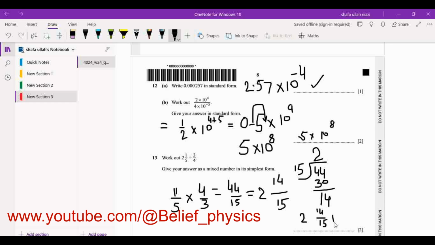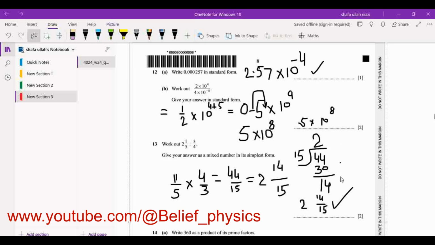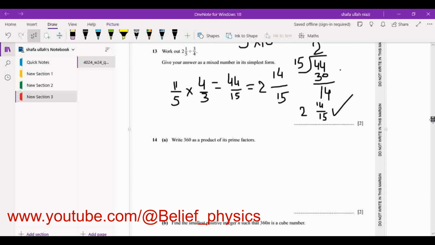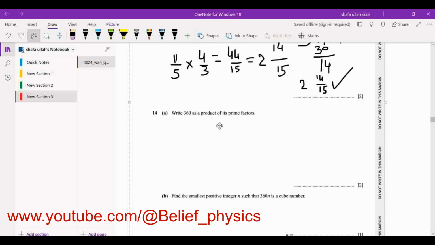This should be the answer. Next is: write 360 as a product of its prime factors. How? We'll do it like that. We write 360 here, and then we solve it like that.